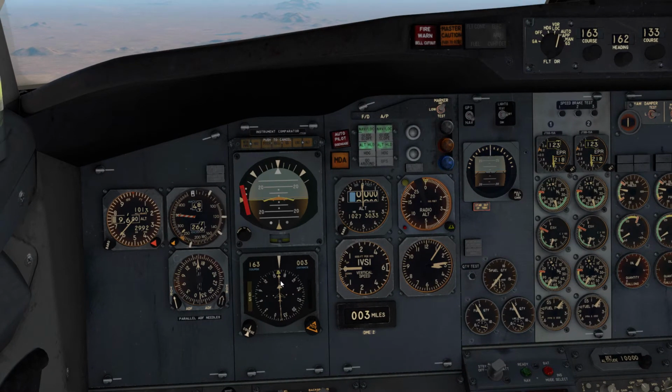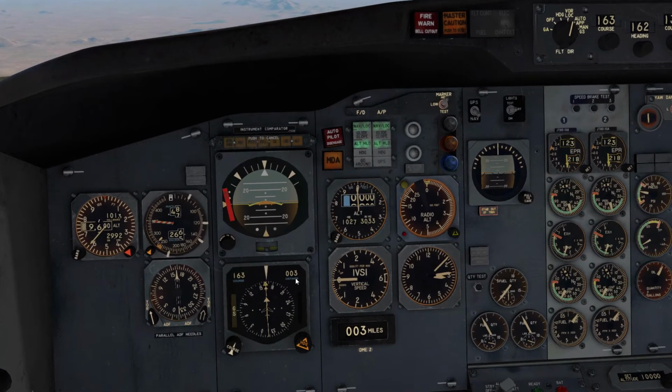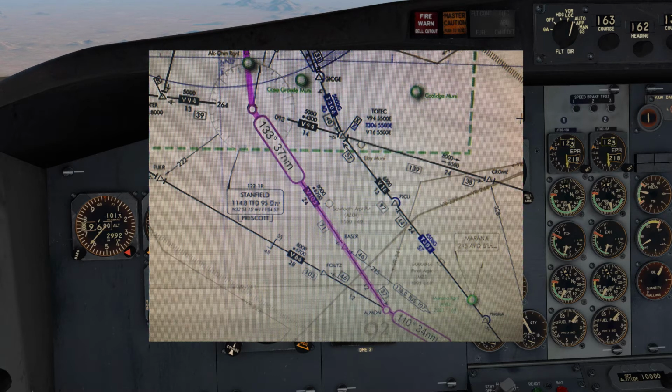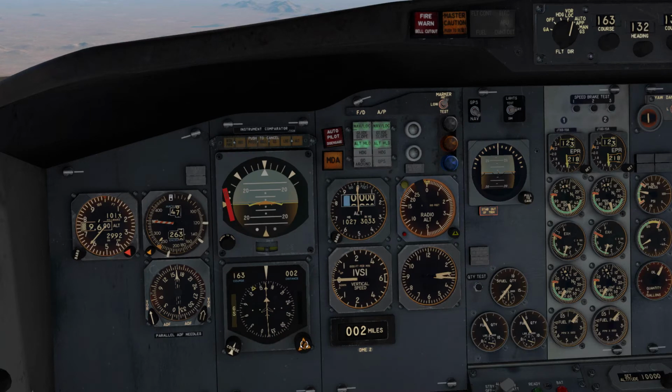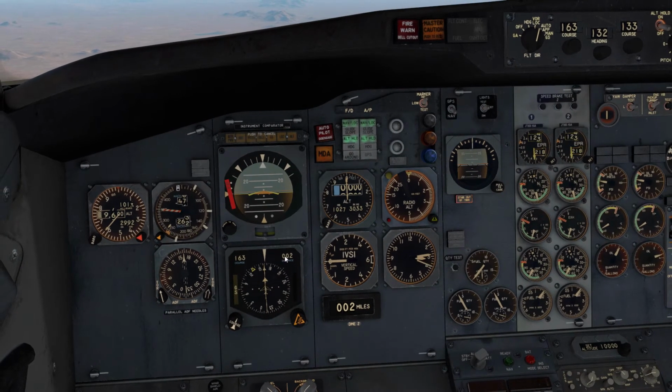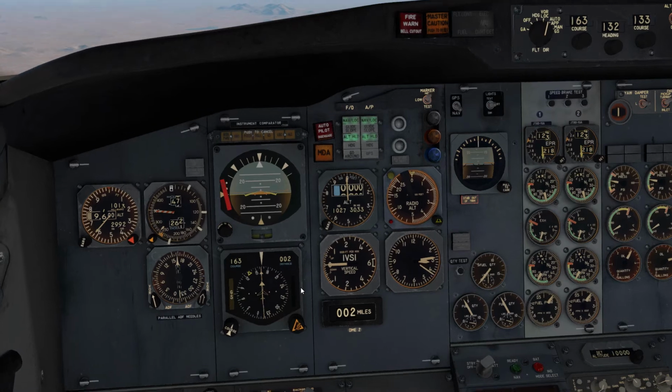So as we fly over Stanfield, we'll see that here. We're 3 miles. We know we've got to go to 133 after that. So I'll cheat even. I like my heading bug here, 133. I know I'm going to turn to 133. So here's 2 miles from the VOR.